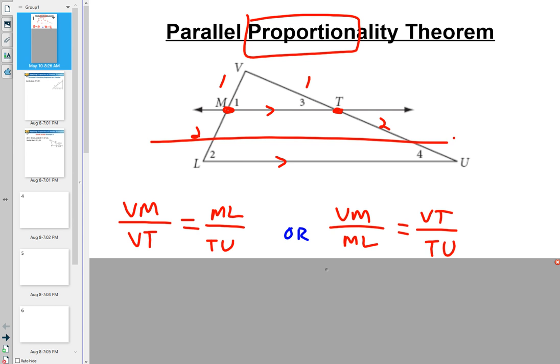But this even works if you were to draw several parallel lines. So what this tells you is that the parts of the side, the little sections that are across from each other, those are also proportional. The little sections are also proportional.